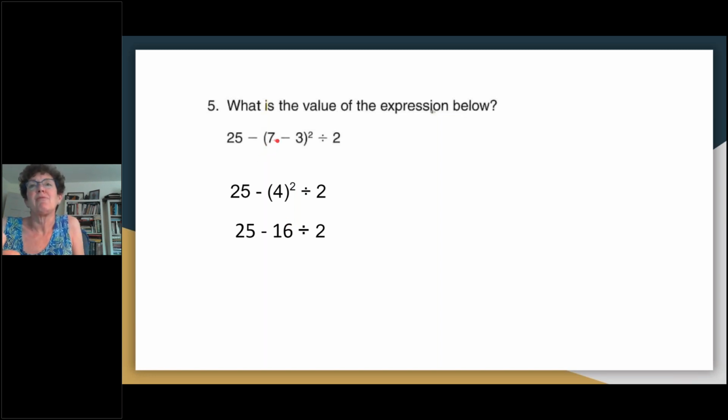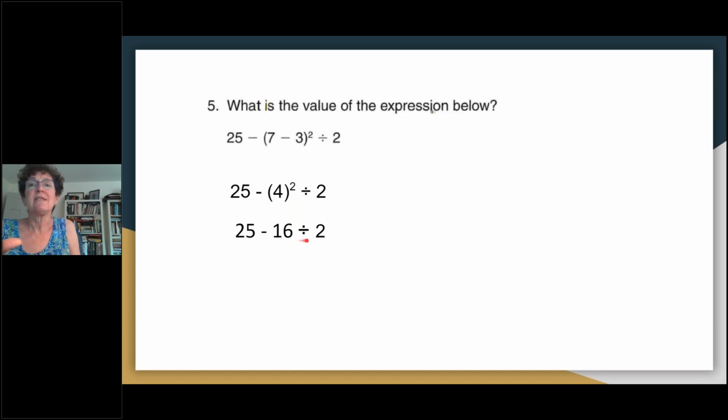Here, it seems like it just makes sense that we need to simplify what's in this set of parentheses before we can do anything. And it makes sense that we're going to square this number, take care of this exponent before we do the next thing. But here, we have to agree that we're going to do division first. And that's what the order of operations tells us, that we will do multiplication or division before we do addition and subtraction. So the next step is to divide 16 by 2.